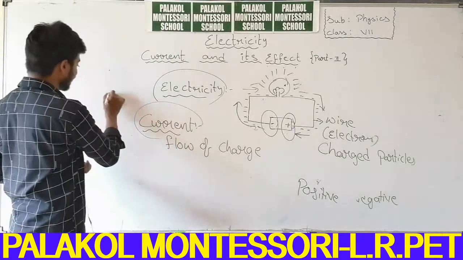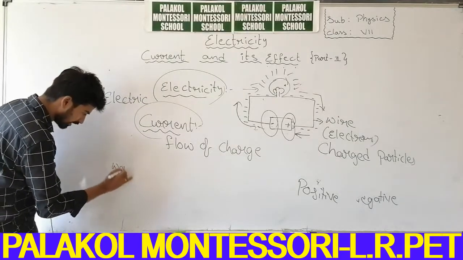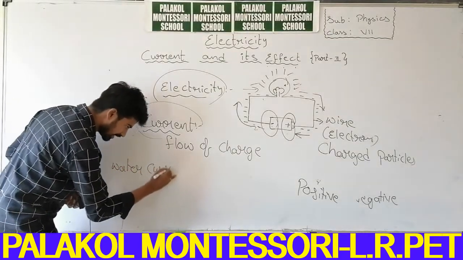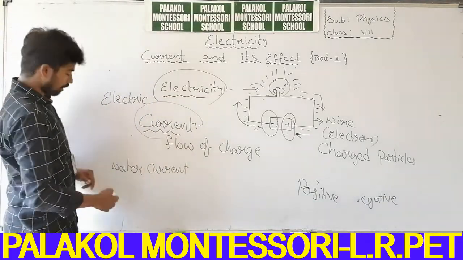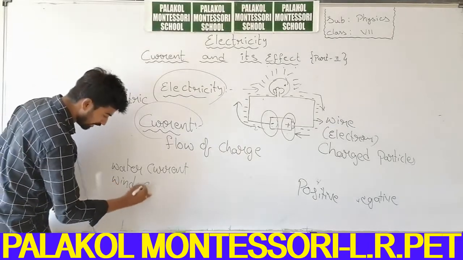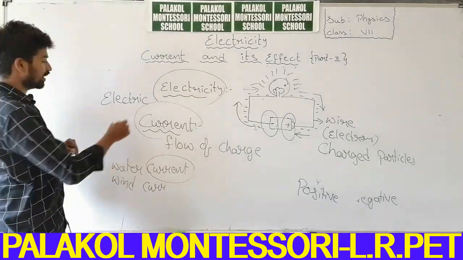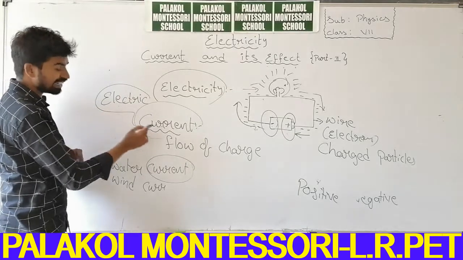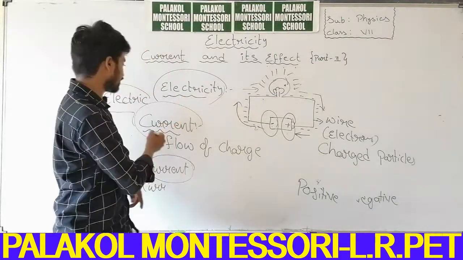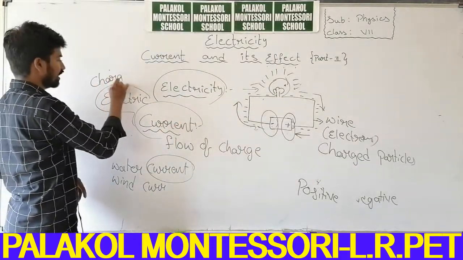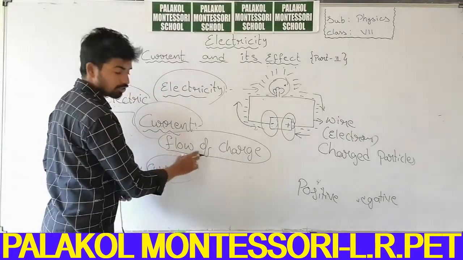What do you mean by electric current? You usually use the word current as in water current. Water current means water is flowing, or wind current means air is moving. The word current means flow. So here we can call it exactly electric current. Electric means charge. Electric current means flow of charge.